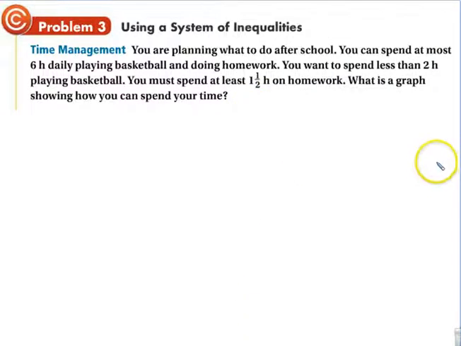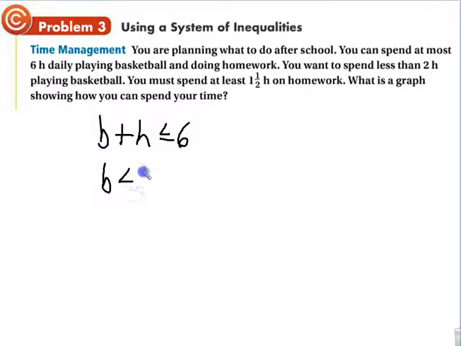Okay, now we've got these word problems. You are planning what to do after school. You can spend at most 6 hours daily playing basketball and doing homework. So if we take basketball plus homework, it has to be at most 6 hours. At most means we can do 6 hours or we can do less, so it is less than or equal to 6. You want to spend less than 2 hours playing basketball. So basketball needs to be less than 2. You must spend at least 1.5 hours on homework. So homework has to be greater than or equal to 1 1/2.